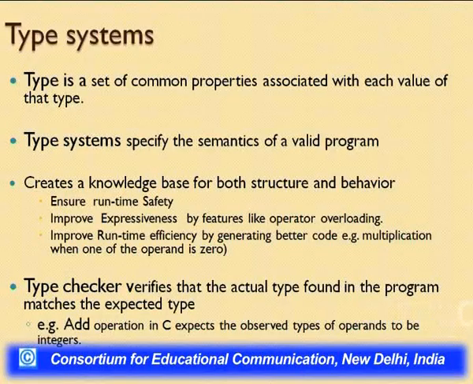As an example, the add operation in C expects the observed types of operands to be integers or numbers. But let's say the specified type is a number, and we're not giving it a number. We're giving it some character or string. That is something that should not have been the case. Such cases should be immediately reported by a type checker.